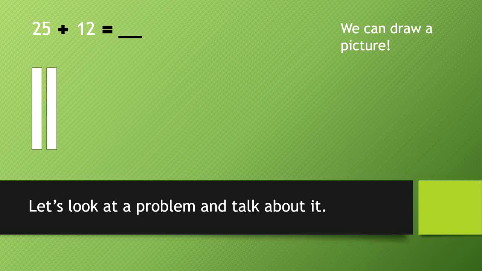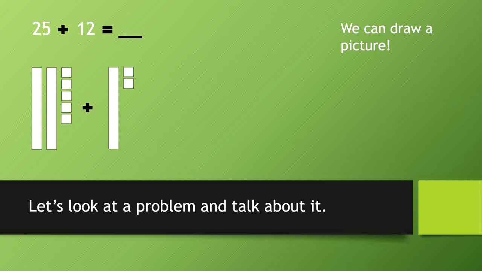1, 2 tens. 2 tens for 20. 1, 2, 3, 4, 5. 5 ones for the ones in 25. Great job. Now let's draw the 12. 1 ten and 2 ones. Now we've drawn 25 and 12.